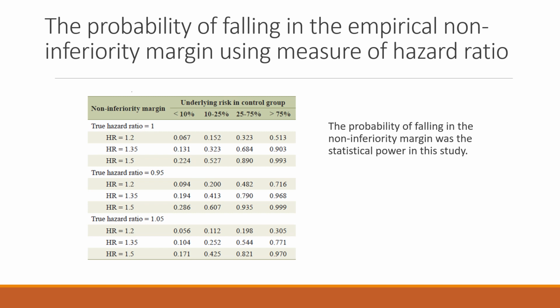Using the empirical non-inferiority margins chosen, hazard ratios of 1.2, 1.35, and 1.5, the probability of rejecting the null hypothesis when the underlying control risk was less than 10% was small, 0.067, 0.131, and 0.224, respectively. Such probability increased as the underlying risk increased.